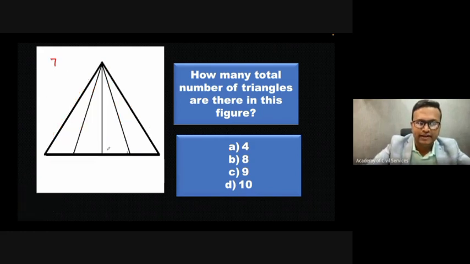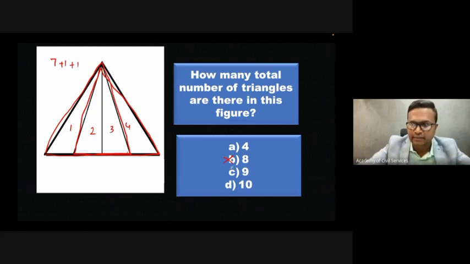Now above 7, still more triangles are there. Merging together 1, 2 and 3. See, starting from here, going up to here, merging together 1, 2 and 3, you can get one more, 8. But still 8 is not the correct answer, because in the same way, merging together 2, 3, 4, you can get one more triangle. Merging together 2, 3, 4, one more came. 8 plus 1, 9 triangles came.